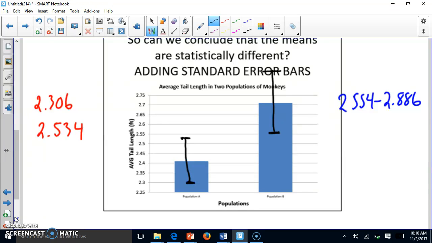Now notice, if we draw a line between this bar and this bar, and I can make it straight, those error bars do not overlap. What that means is, since the error bars do not overlap, the difference in the means is statistically significant with 95% confidence because we use two standard errors of the mean. If the error bars did overlap, that would mean that the difference in the means is not significant and that there's no difference between the populations.